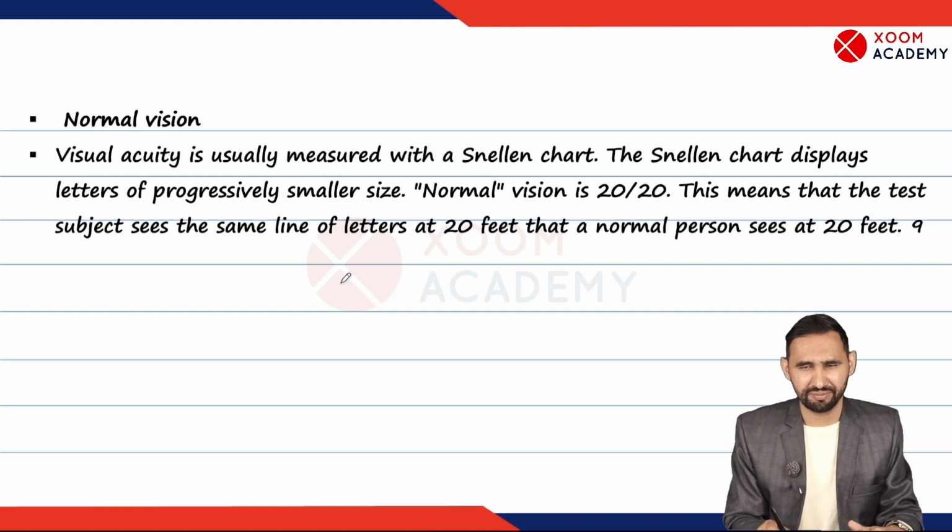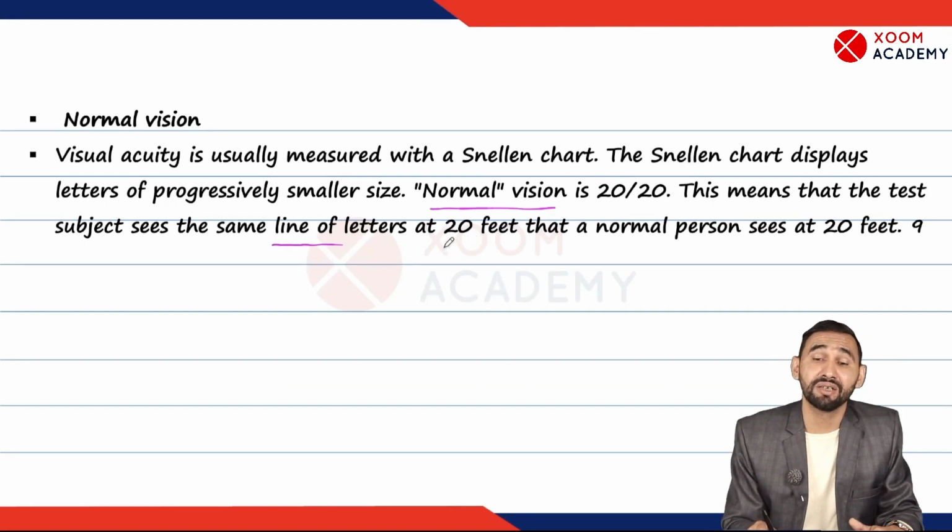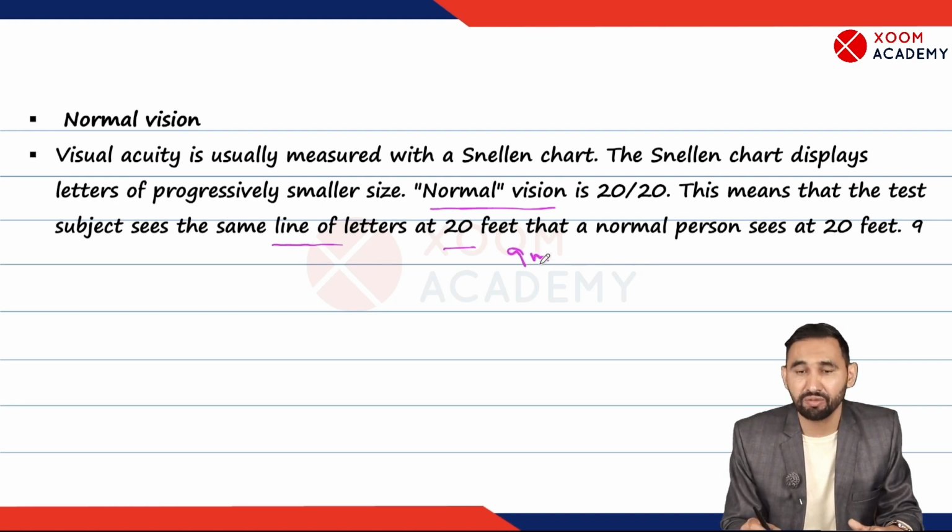What is normal vision? According to the Snellen chart, normal vision is 20 by 20. If a subject sees the same line of letters at 20 feet or 9 meters, there is normal vision. If someone is reading the letters properly from 20 feet or from a distance of 9 meters, vision is normal.